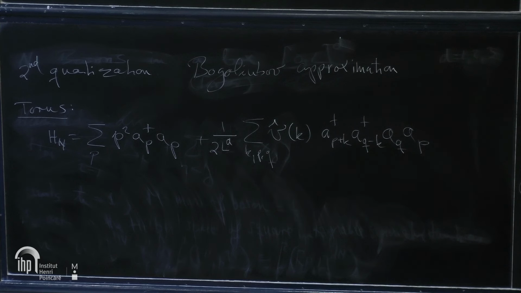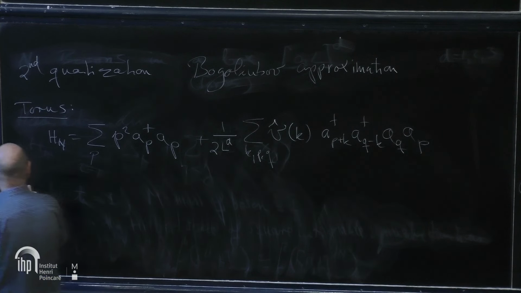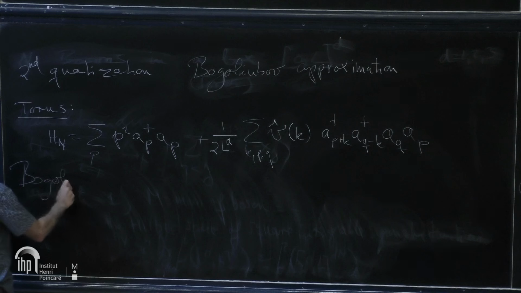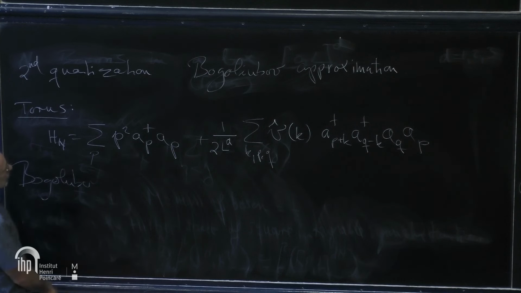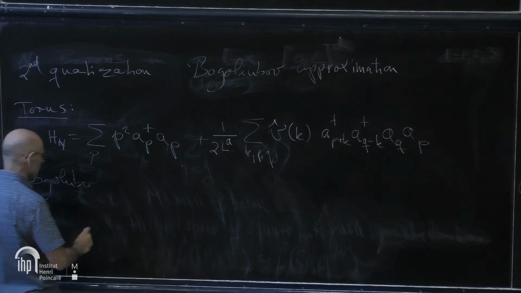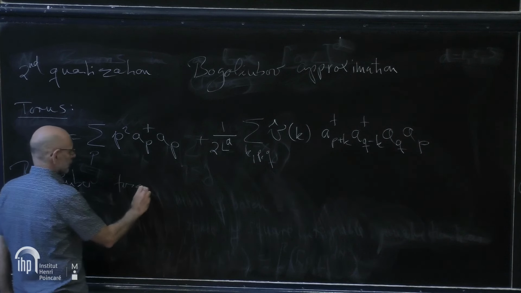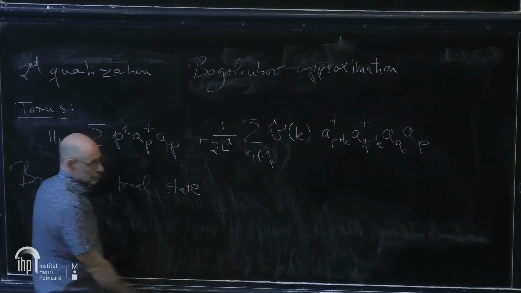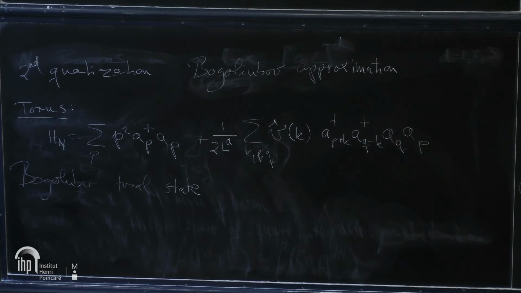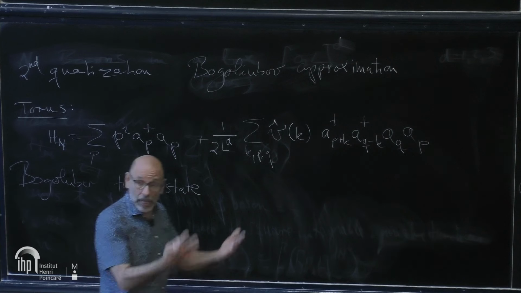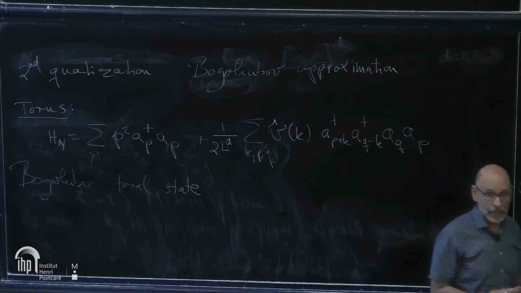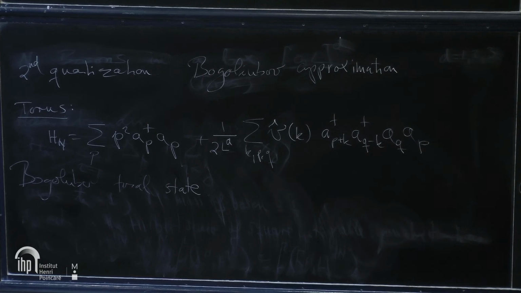Well, I will not do a Bogoliubov approximation. I will instead just use it for an upper bound. So I will consider a Bogoliubov trial state. What do I mean by a Bogoliubov trial state? I mean a state of the form that would minimize the quadratic Hamiltonian. These are quasi-free states, or states that satisfy Wick's theorem, where I can calculate expectation values using Wick's theorem.